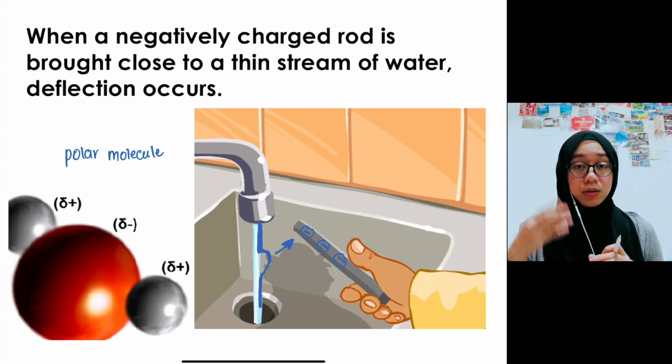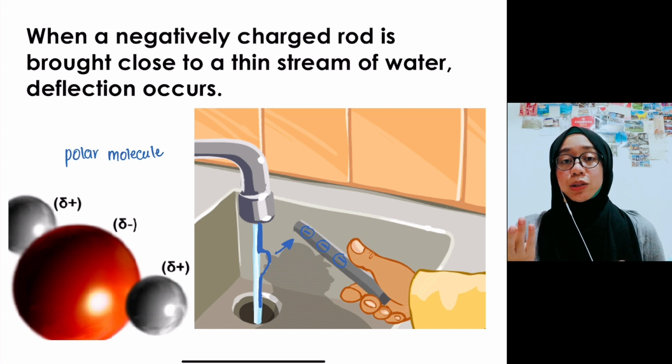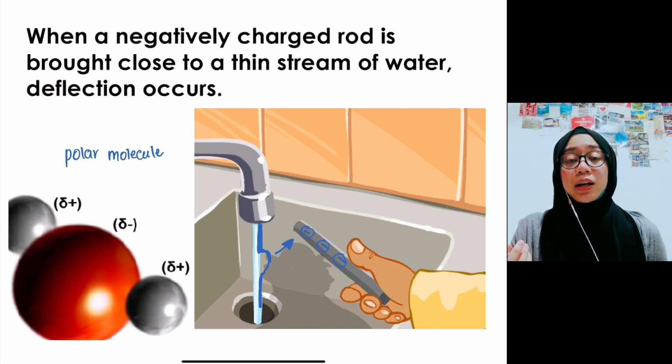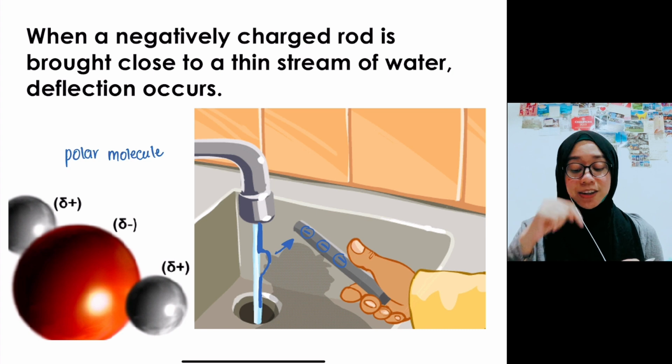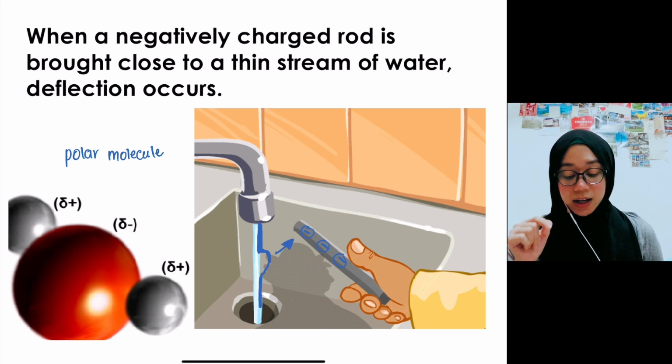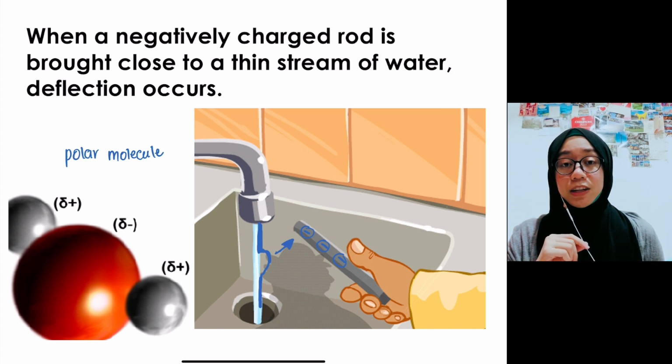Okay, so after all, Miss rasa kita dah belajar daripada zaman sekolah lagi, opposite charges, they attract one another. Okay, meanwhile kalau dia same charges, dia akan repel one another. Okay, so in this case, the one yang attracted ni adalah the one yang positive kepada kita punya negatively charged rod tu.